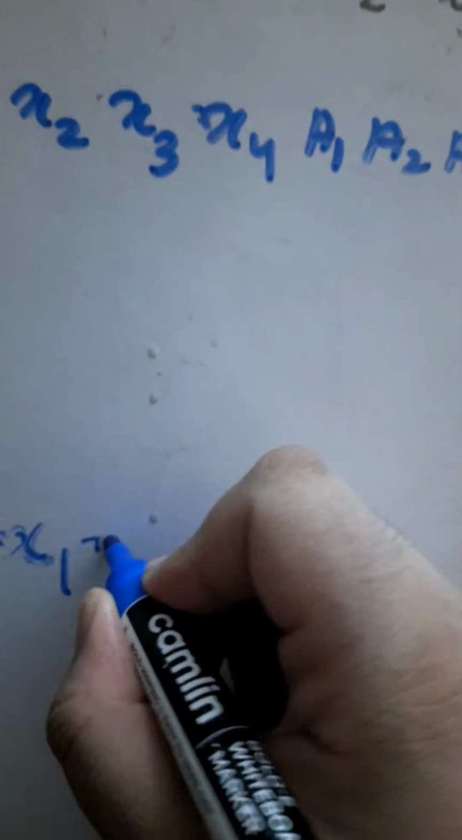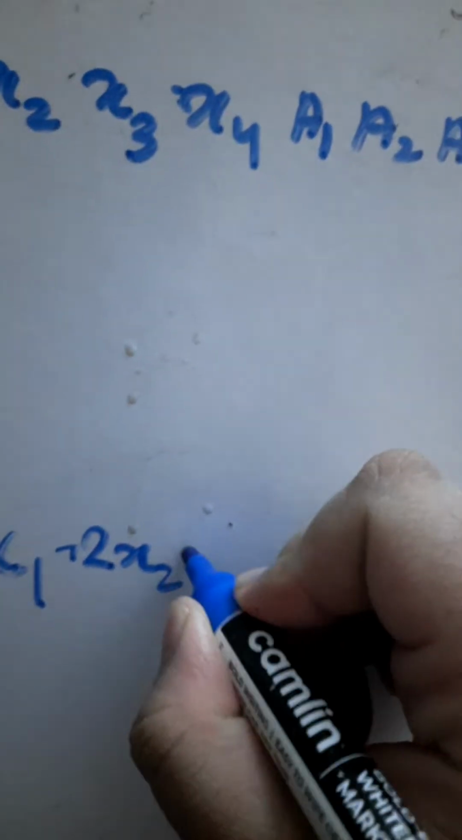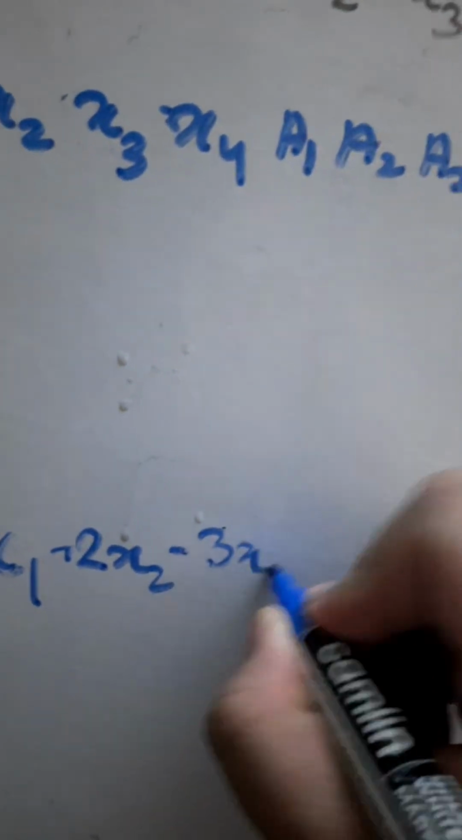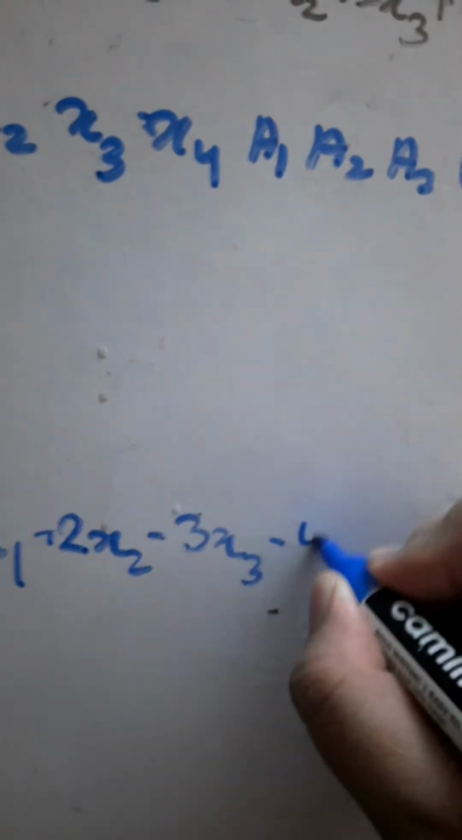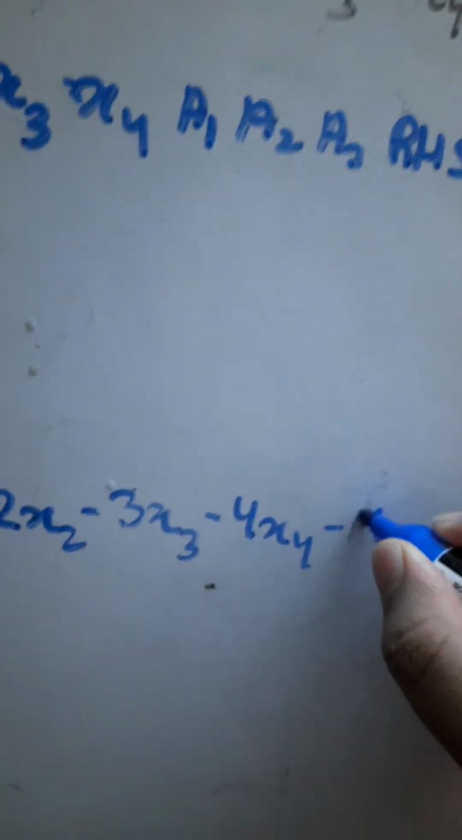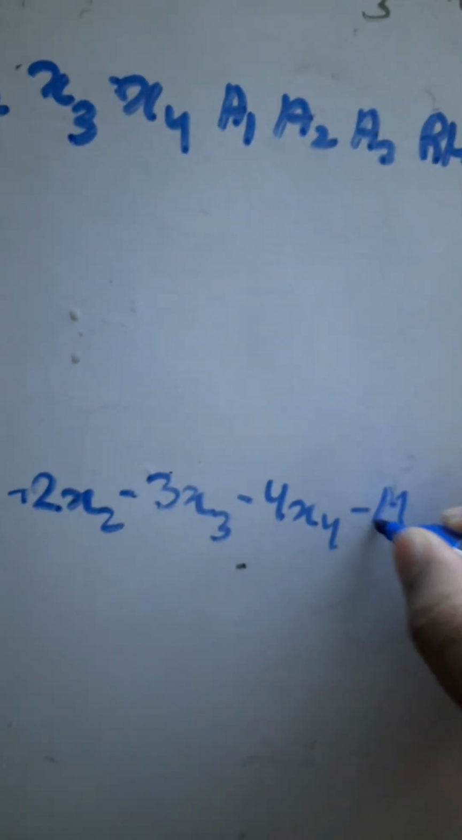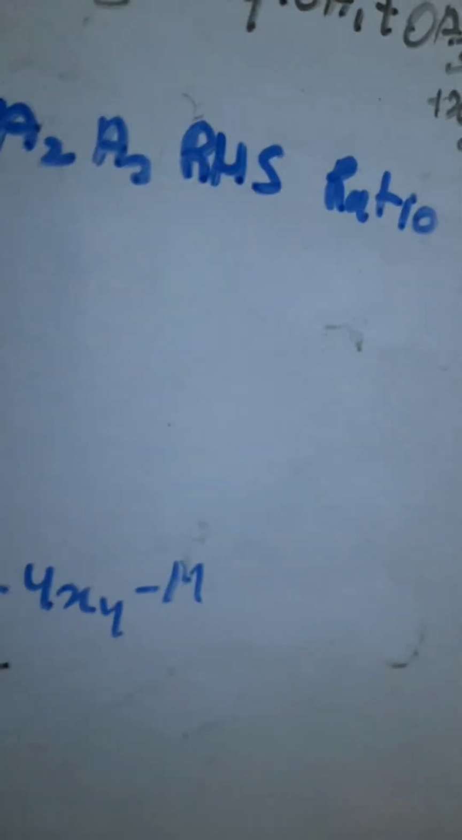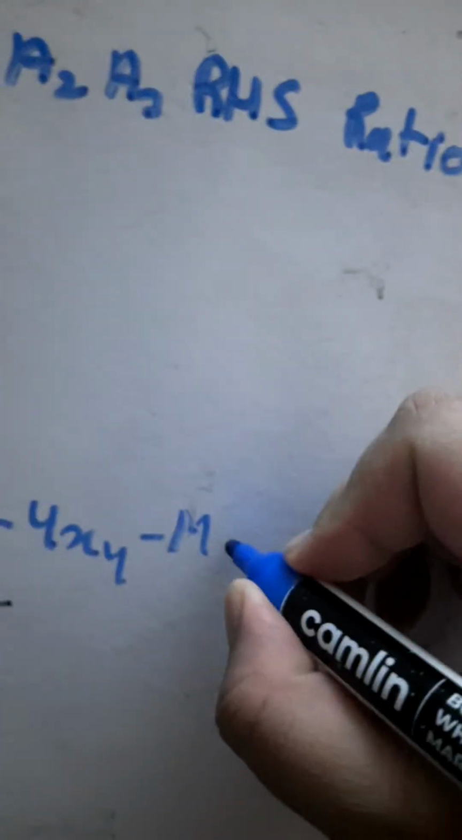x1 minus 2x2 minus 3x3 minus 4x4 minus m. Wait a second. Yeah. M.